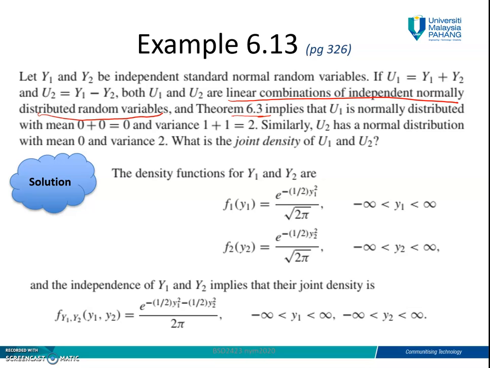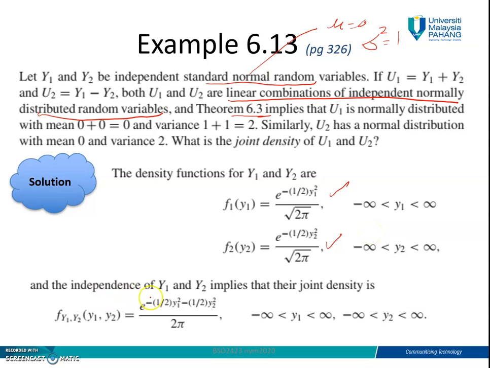In order for you to find the joint density function for U1 and U2, first you should know the density function for Y1 and Y2. Here they say Y1, Y2 follow the standard normal distribution. When they say standard normal distribution, that means your mean is 0 and your variance squared is 1. When you substitute this into the density function of the normal distribution, you will get this equation, and your y2 is still between negative infinity and infinity.